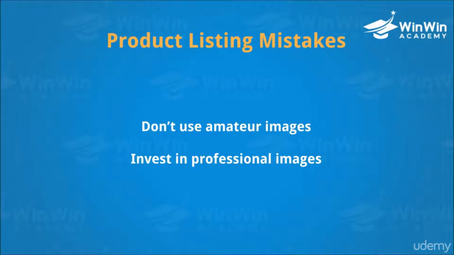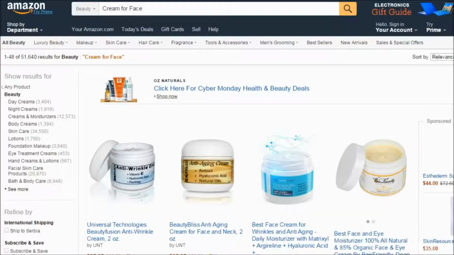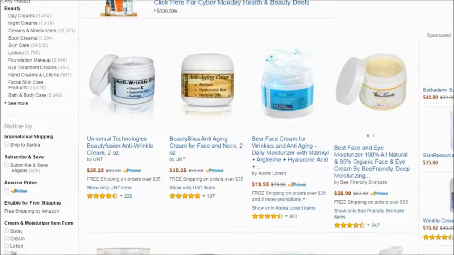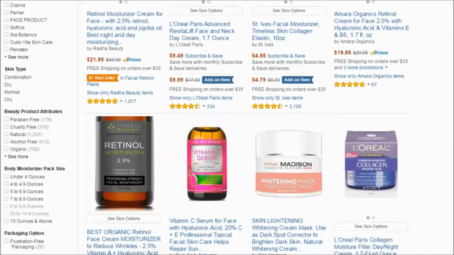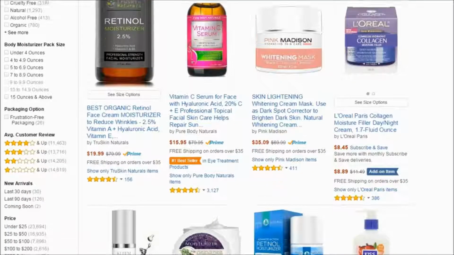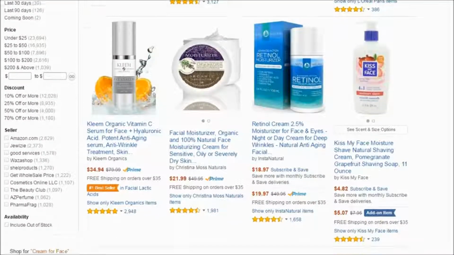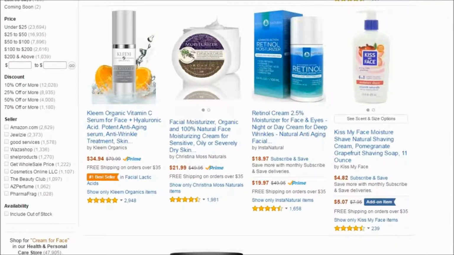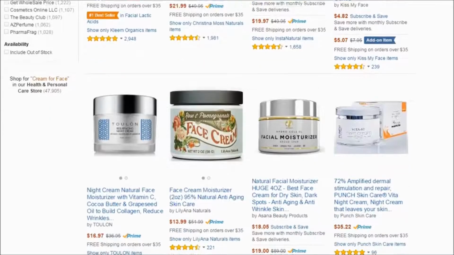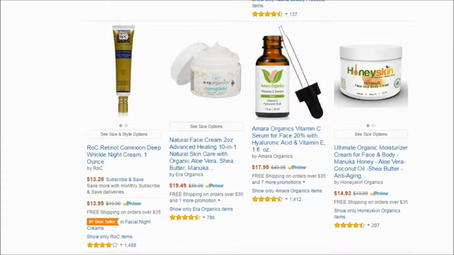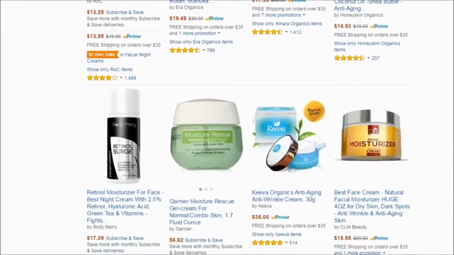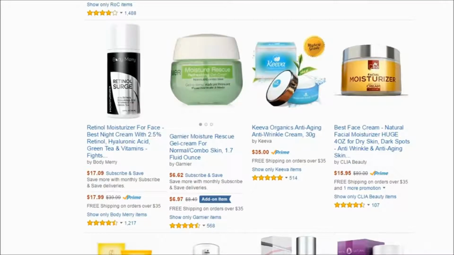Okay, so the second mistake that new Amazon sellers make is that they take amateur pictures of their product. People are visual creatures. We browse through e-commerce websites and compare products by looking at images. Besides reviews, images are one of the most important elements of your product listing page. Also, online, people don't have an opportunity to feel the product. So in most cases, your images may be your only chance to capture customers' attention and to evoke desire.